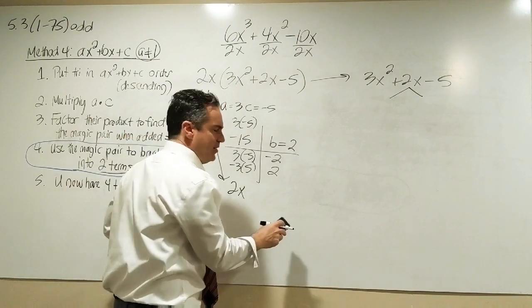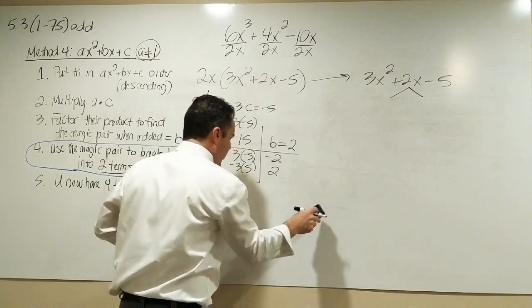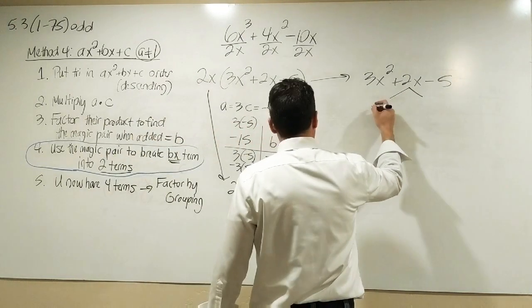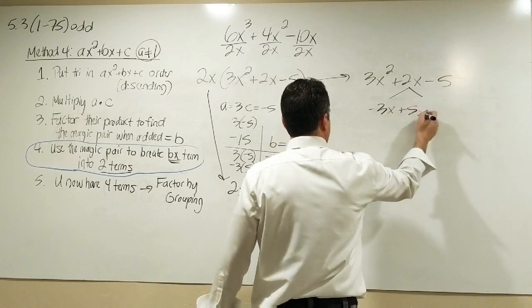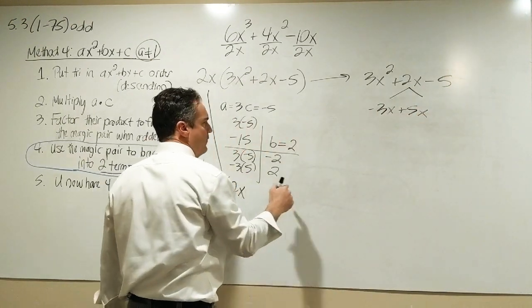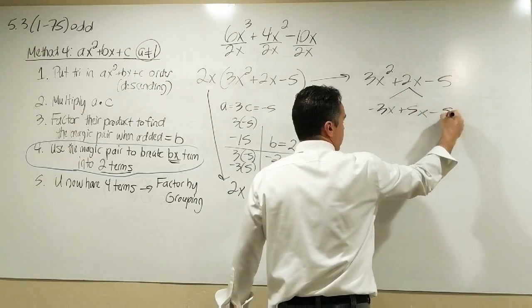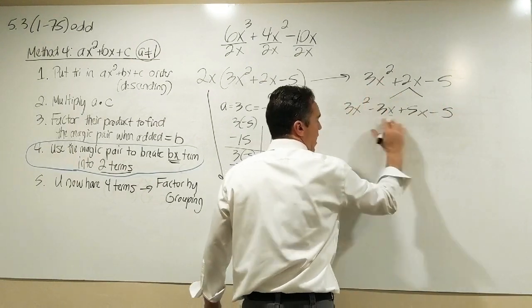We should do some scratching. All right, check it out. So we're going to take negative 3x and positive 5x. Why? Because negative 3 and 5, and we're going to bring the x's with them. So when we add that together, it makes 2x. Drop down the negative 5. Drop down the 3x squared. You have 4 terms.